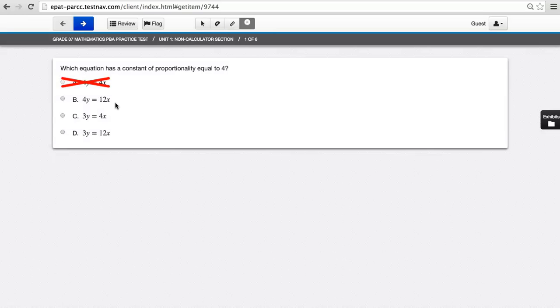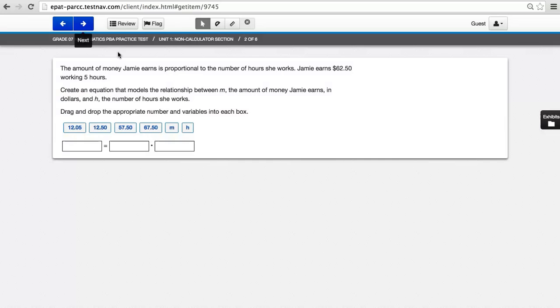4y is equal to 12x. If you divide both sides by 4, you'll get y is equal to 3x. So that can't be the answer. If you divide by 3 on both sides here, you'll get 3y is equal to 4x. You'll get y is equal to 4 over 3x, so that can't be the answer. If you divide by 3 on both sides here, you'll get y is equal to 4x, so that must be the answer. Let's go ahead and click back to the pointer to select our answer, and then we'll click next.